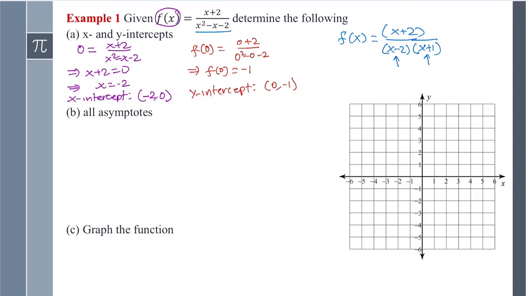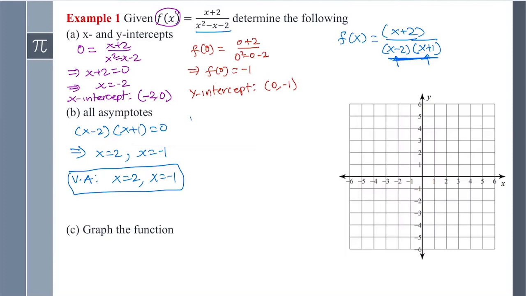So in order to find the vertical asymptotes, we'll set this equal to 0 and find the zeros. So we have to do x minus 2 times x plus 1 equals 0. Now when we solve this equation, we get x equals 2 and x equals -1. That means the vertical asymptotes are x equals 2 and x equals -1.